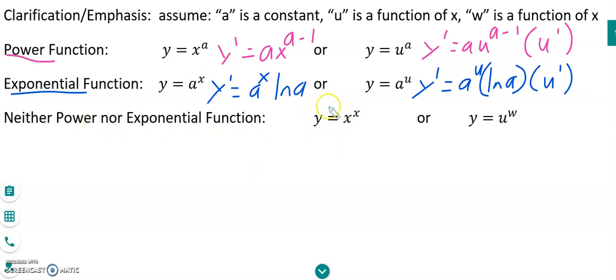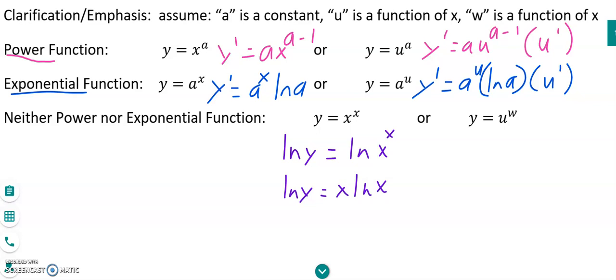Now, if we have something of this form, though, this is the scenario where we have to do logarithmic differentiation. You cannot use your rules of exponential functions, and you cannot use the power rule. They do not apply because these are not exponential functions nor power functions. So to find the derivative of y equals x to the x, we saw this from our warm-up the other day. This will be ln of y equals ln of x to the x. So ln of y equals x ln of x.